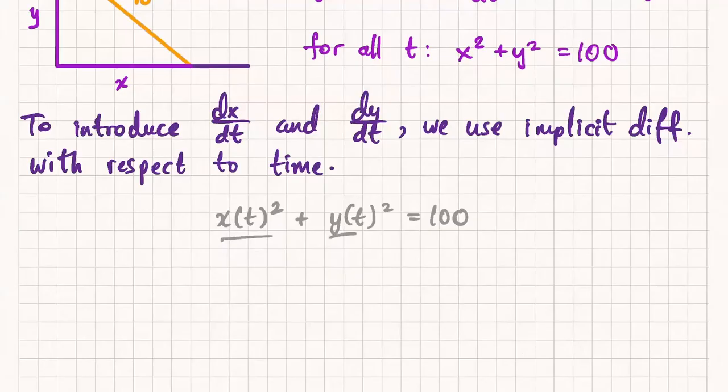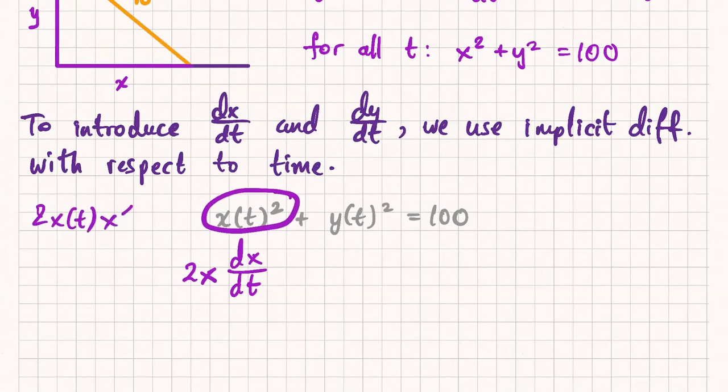I don't know what these functions are. I don't really care. I don't need them. But they are functions of time. I am not thinking of Y as a function of X. So when you differentiate X squared, you do not get 2X, right? When I differentiate X squared, what do I get? I get 2X times dx/dt. That's correct, right? Because what is the derivative of X of t squared with respect to time? It's 2X of t times X prime of t.